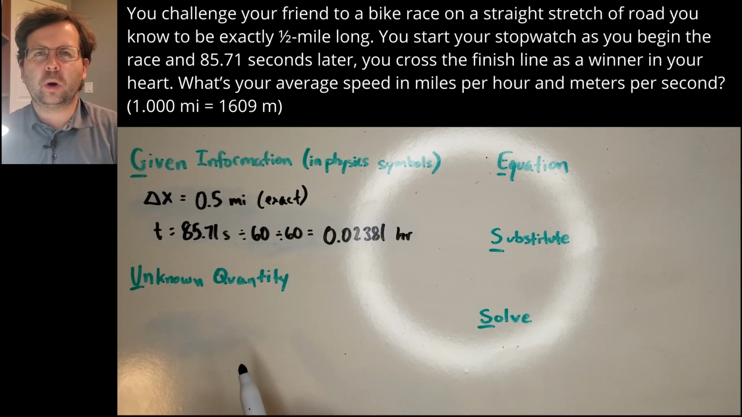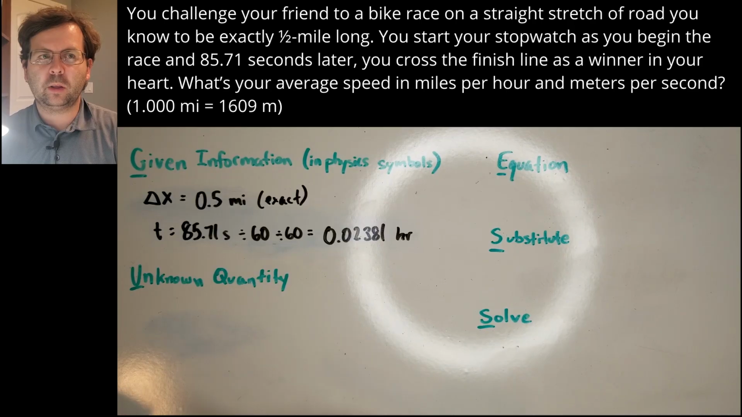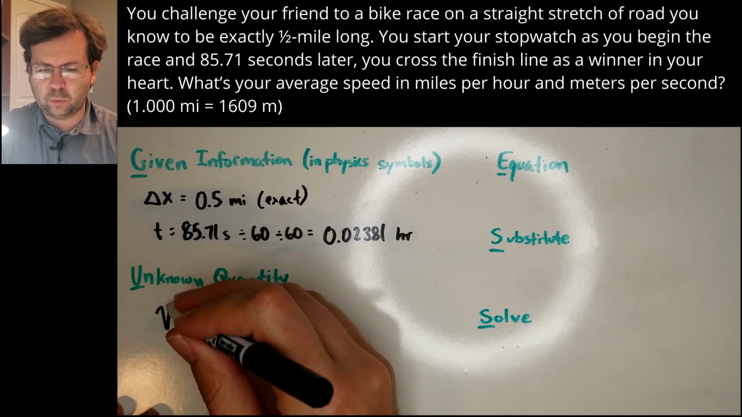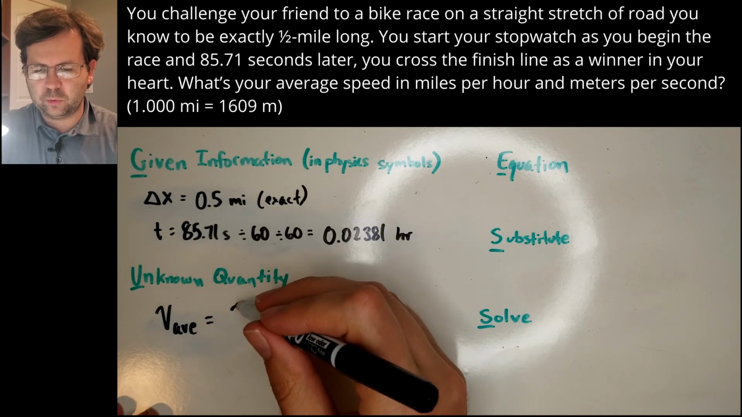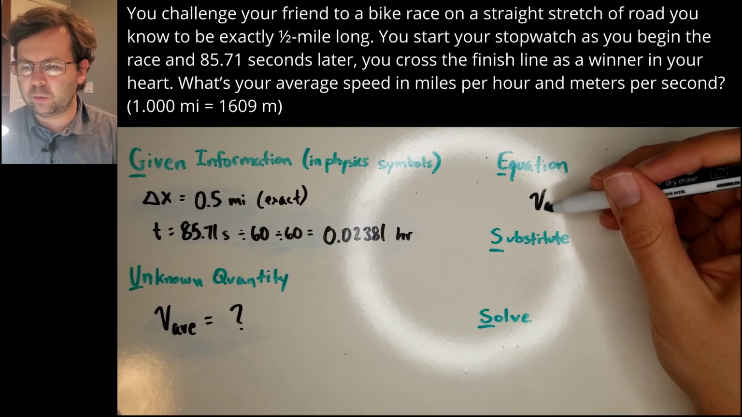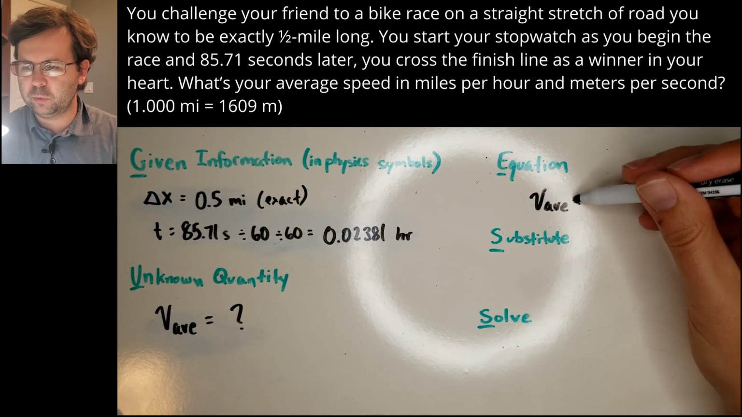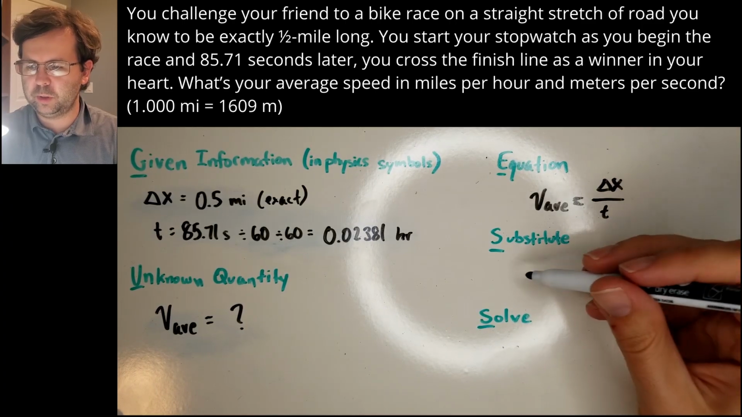What's our unknown quantity here? Now that we have the miles and the hours, what's our unknown quantity? It's the average speed. We use v for speed in physics because it's like velocity, but we don't have a direction right now, so we're just dealing with speed. So this is our unknown quantity. We have an equation that relates average speed to both distance and time. Distance over time gives us average speed.